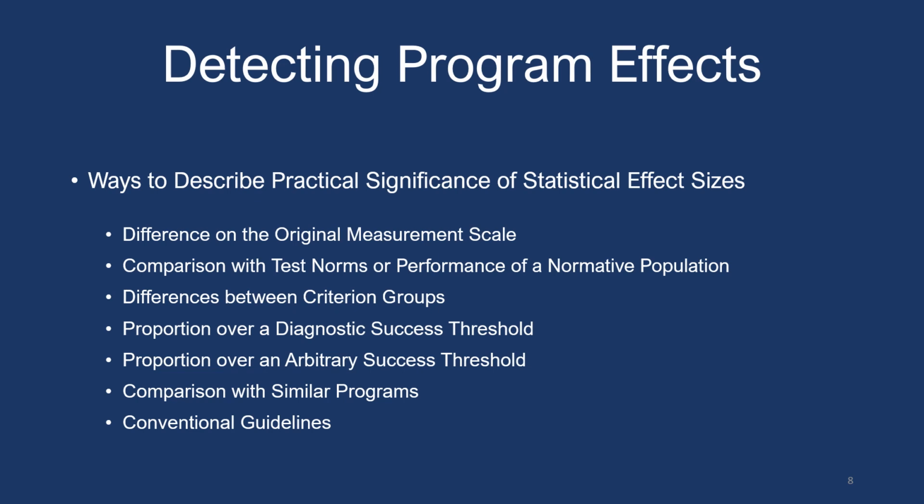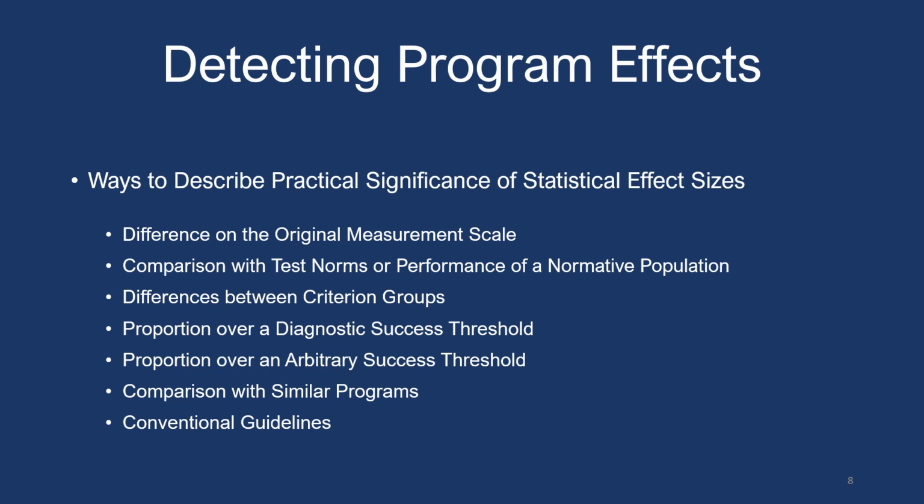Evaluators have several common ways to describe the practical significance of statistical effect sizes. Difference on the original measurement scale is when the outcome measure is intuitive to understand. The effect size can be explained simply as the difference between the outcome for the intervention and control groups on that measure.